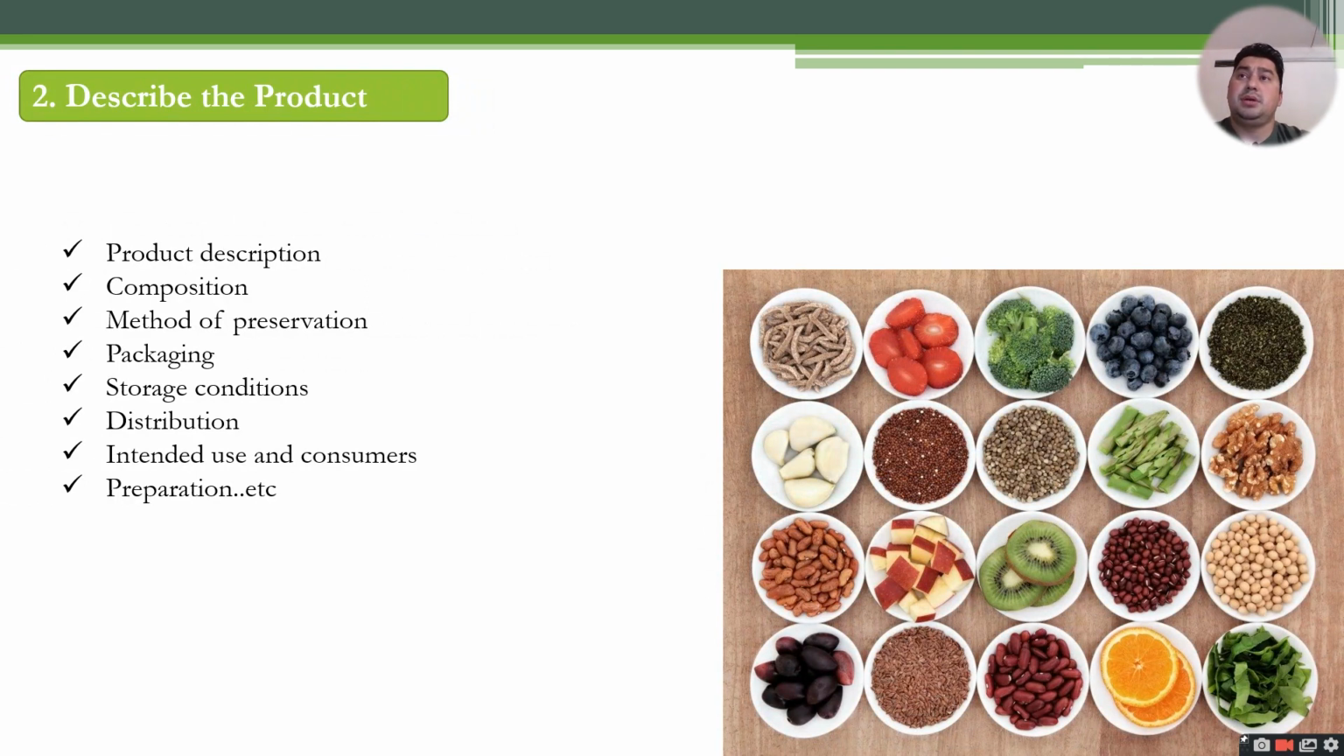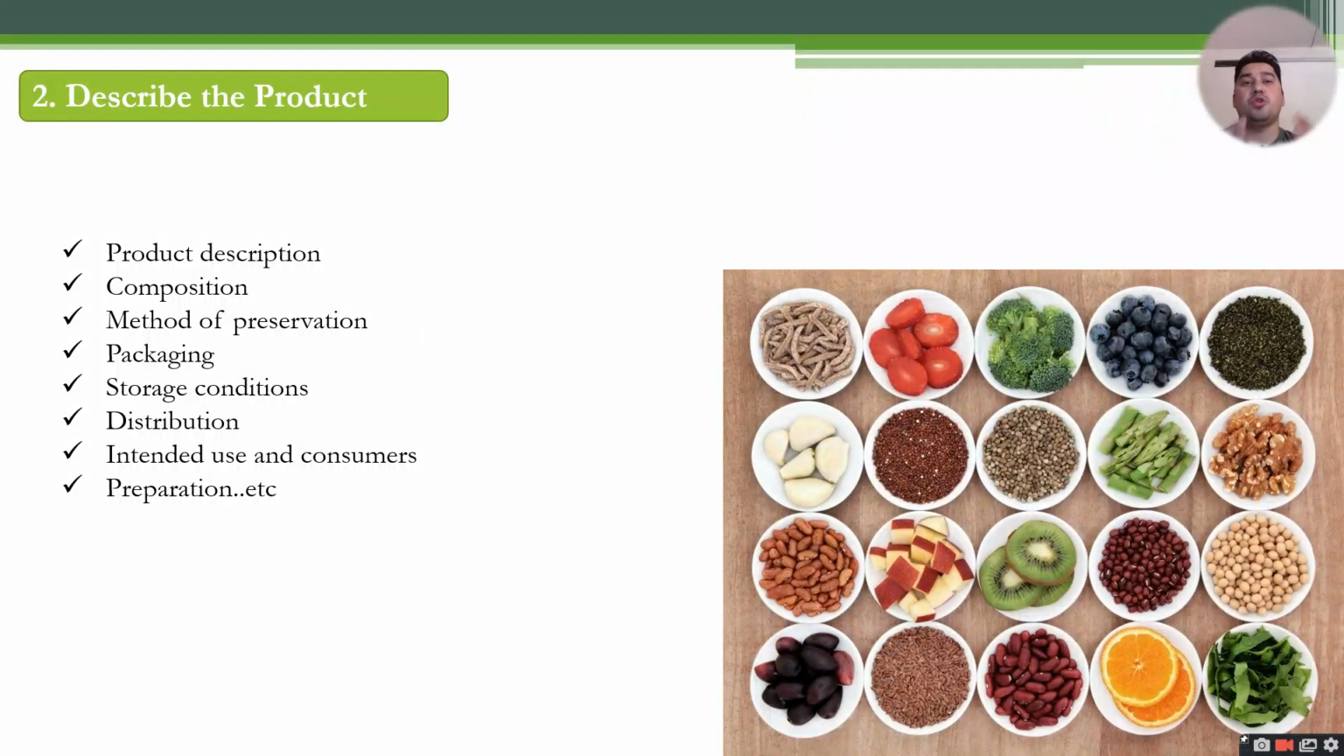Second step, we have describe the product. You have to describe the product. What product are you going to prepare? What product are you going to serve to the guest? Whenever you are describing your product, a product description should be there: the composition of the product, how it is made, what ingredients you are going to use, how you are going to cook it. That description and the composition should be there.